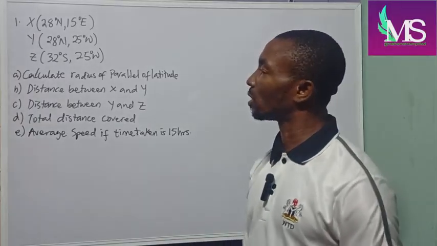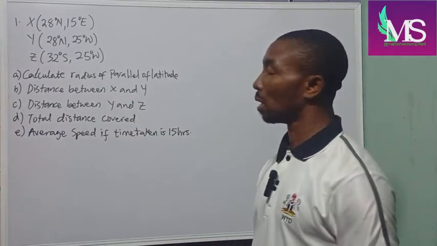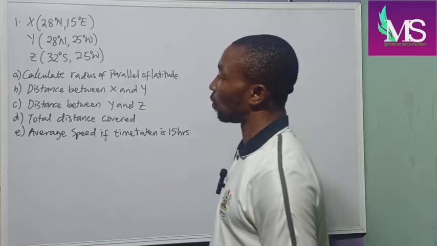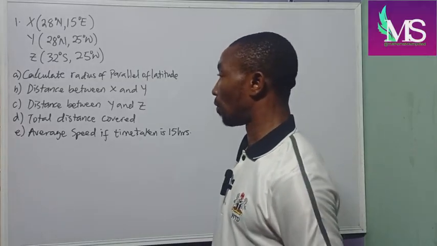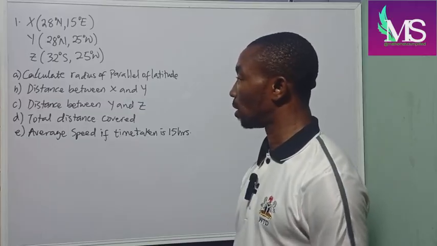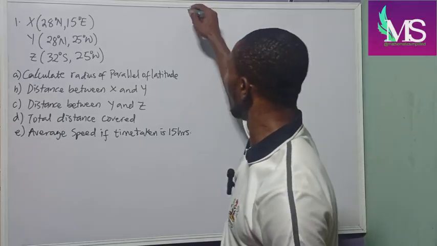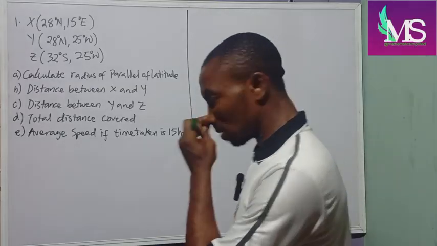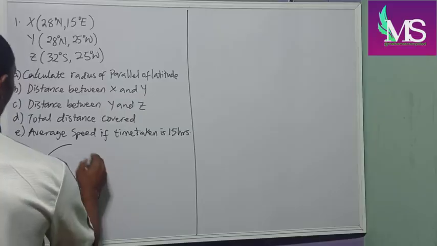Now, our question is asking us to calculate the radius of the parallel of latitudes, and two, the distance between X and Y, and distance between Y and Z, then the total distance covered and the average speed. In order to solve this, let's first of all represent this on a globe to have a better understanding.